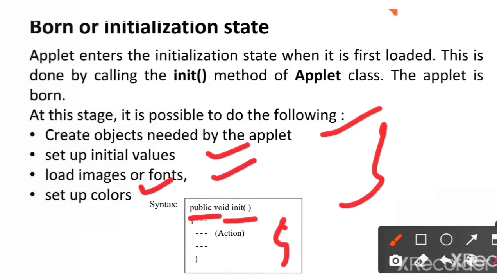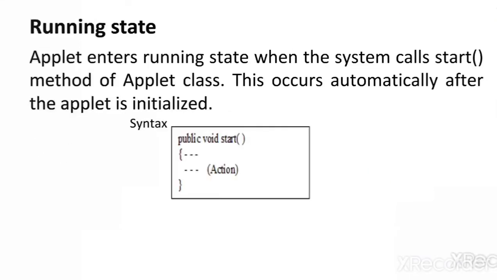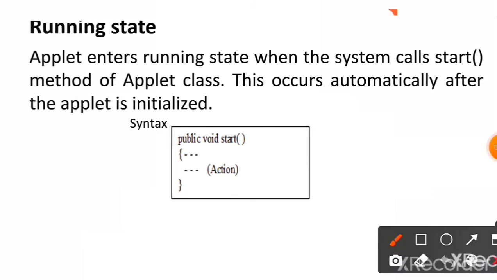Next, the running state. Applet enters the running state when the system calls the start method of an applet class. This occurs automatically after the applet is initialized. As soon as the applet is initialized, the start method will be called and the applet will enter into the running state. Here you can see the basic syntax of a start method.